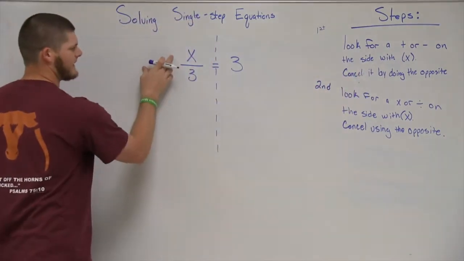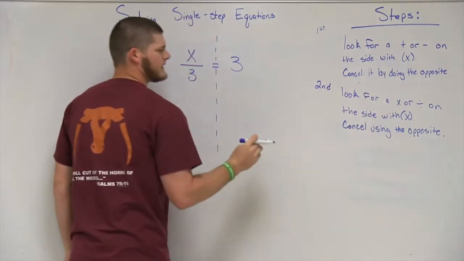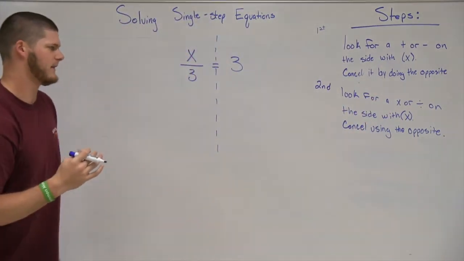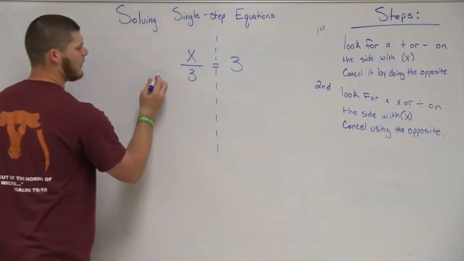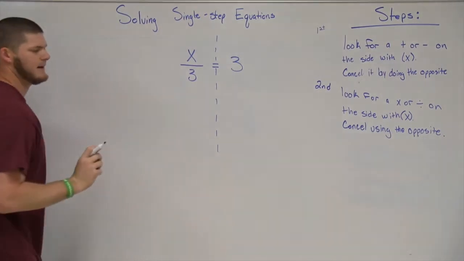Do we have a plus or minus? X divided by 3. No. So, we don't have to cancel it. Second step is look for a multiply or a divide on the side with x. So, do we have a multiply? No. But we have a divide. This bar here is a divide.